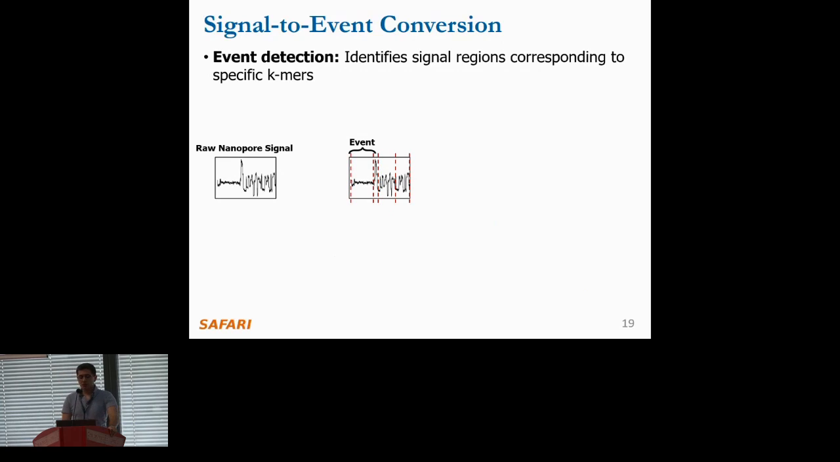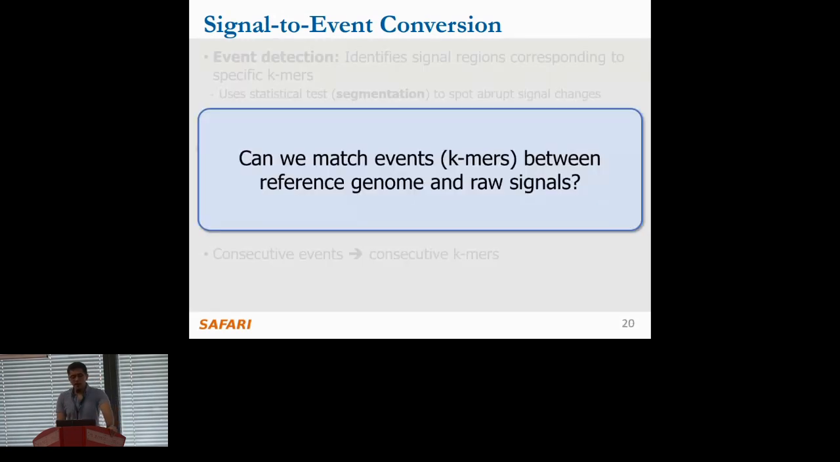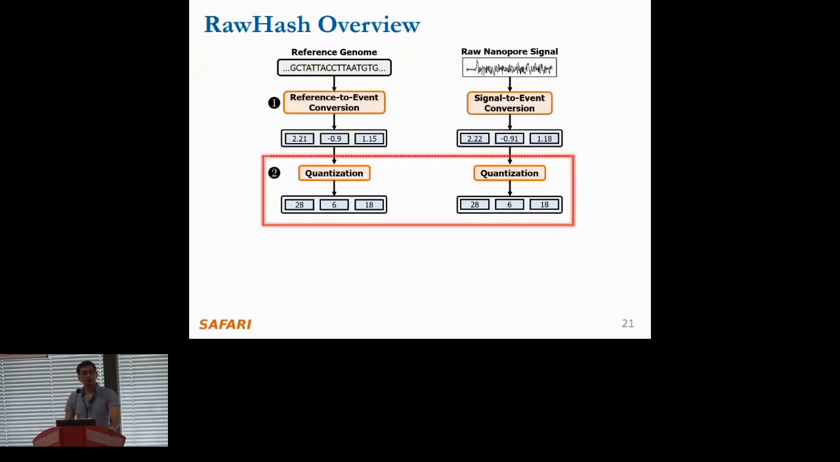To convert signals to events, we use an event detection mechanism. This is done by performing a statistical test or segmentation to identify the abrupt signal changes generated as molecules move through nanopores, followed by mean calculation and normalization again. At a high level, we assume that consecutive events represent consecutive k-mers. Now that we have a series of events generated for both reference genomes and raw signals, let's explore if we can directly match these event values to each other to identify similarities. To explore this, I'll now go over the second step of our mechanism, the quantization step.